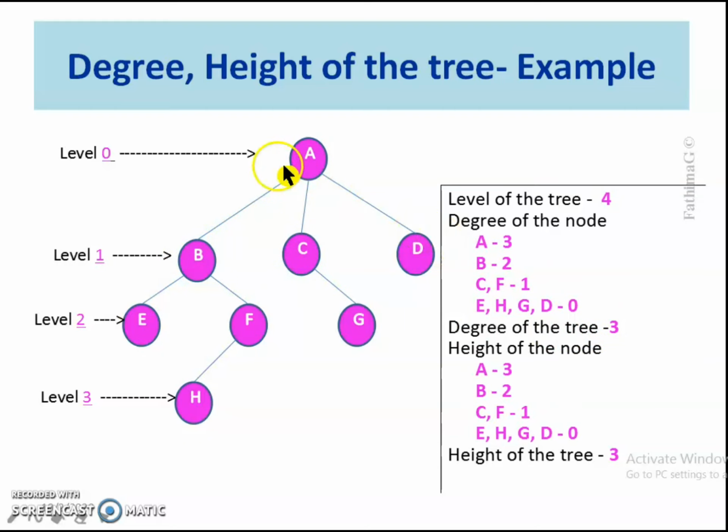Next, let us find the height of each node. As the height of the node is the total number of edges that lies on the longest path from any leaf node, the height of node A is 3. Node B is 2. The height of node C and F is 1. And the height of node E, H, G, D is 0. As the height of the root node is considered to be the height of the tree, the height of the example tree shown here is 3.